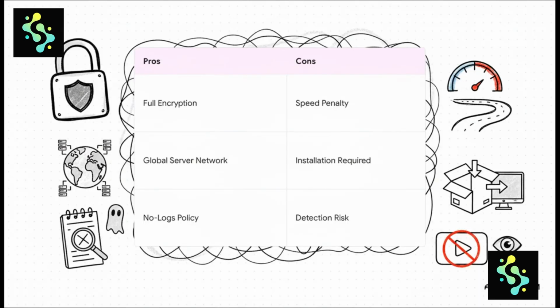There are always trade-offs. The pros are huge. You get total encryption, access to servers all over the globe, and a no-logs policy on any good VPN, which means they don't track what you do. The cons? Well, all that encryption can slow your connection down a bit, you do have to install some software, and some services like Netflix are getting way smarter at detecting and blocking them.